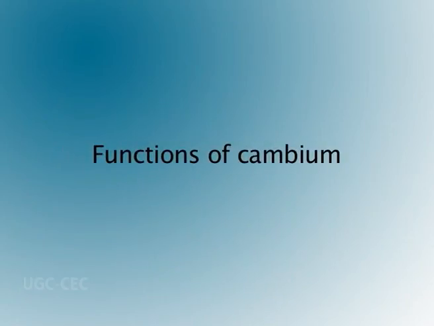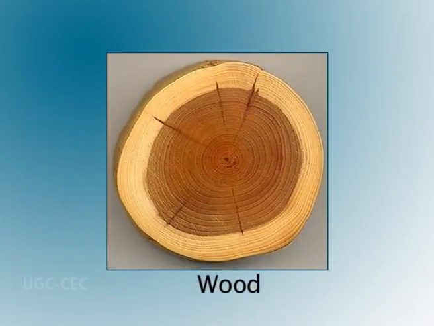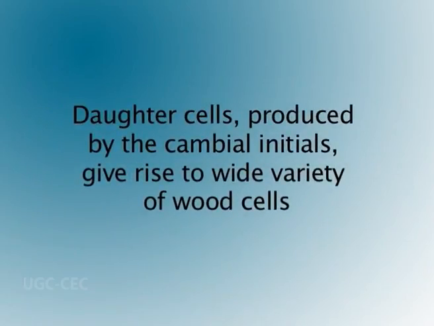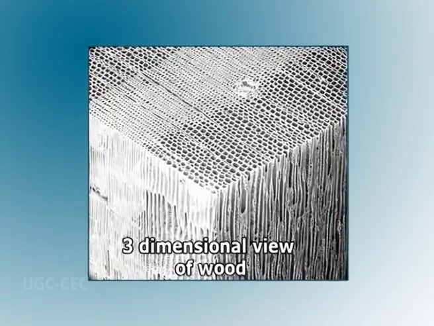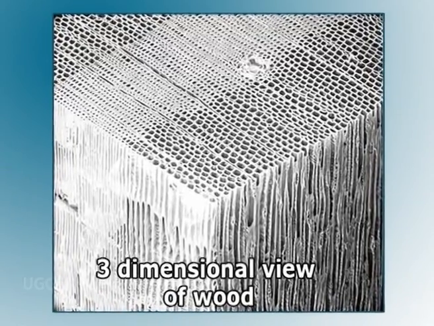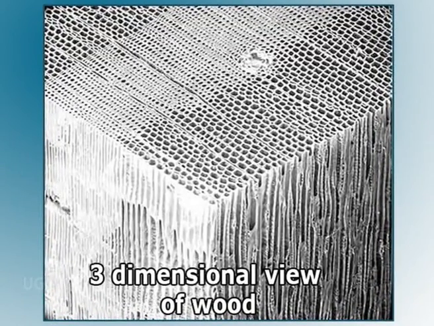Now, functions of cambium. Cambium is responsible for the diametric growth of plants and is of great significance, particularly with respect to the wood that is produced. Cambial activity ensures the perennial life of trees through the regular renewal of functional xylem and phloem. The daughter cells produced by the cambial initials give rise to a wide variety of wood cells whose unique characteristics and three-dimensional associations define the intrinsic structure of wood.